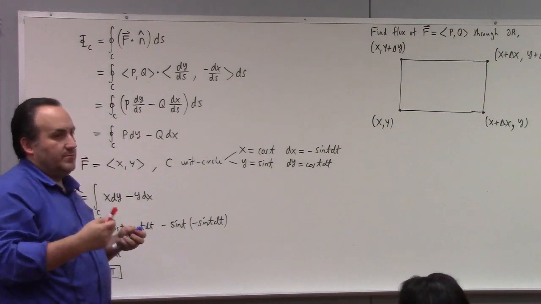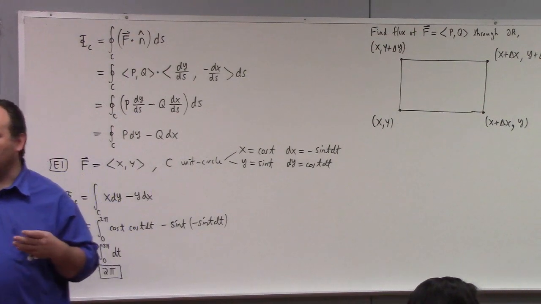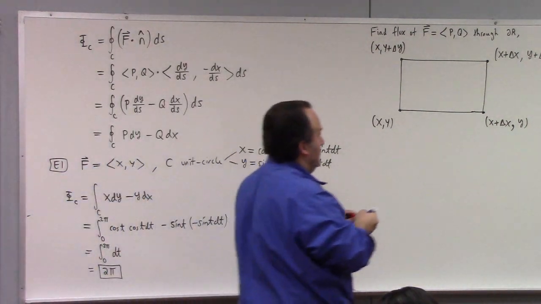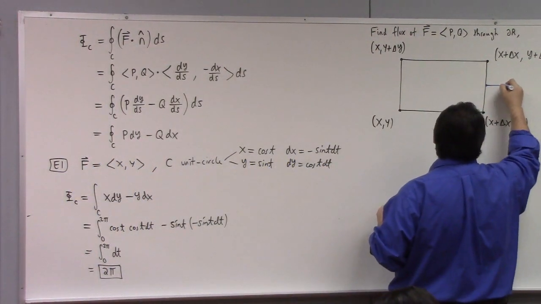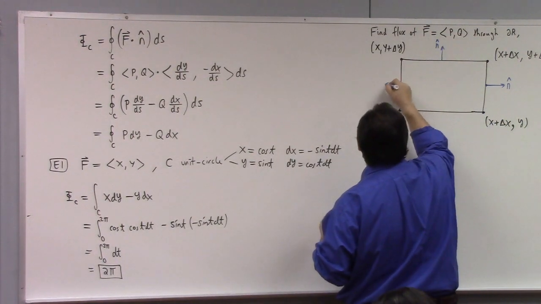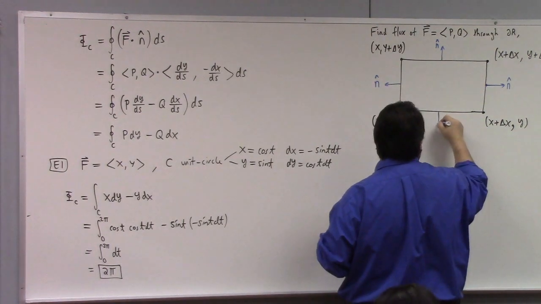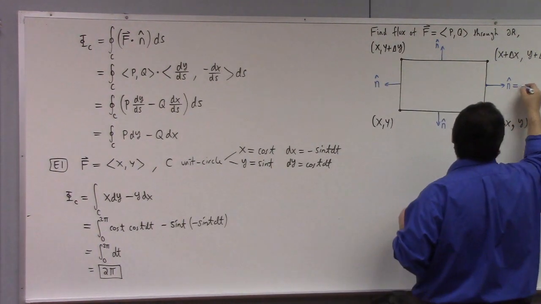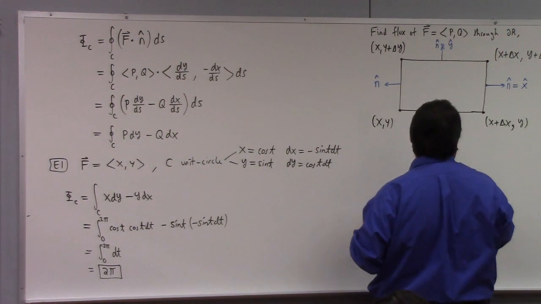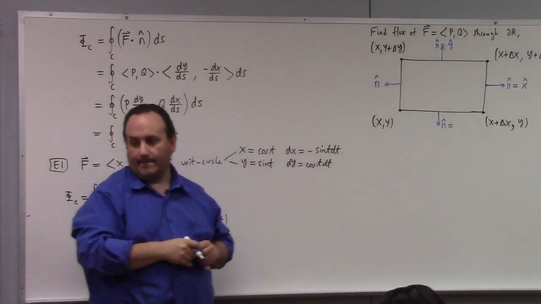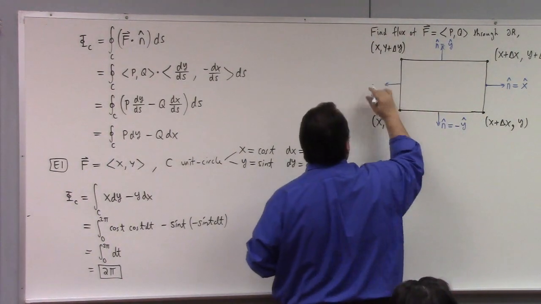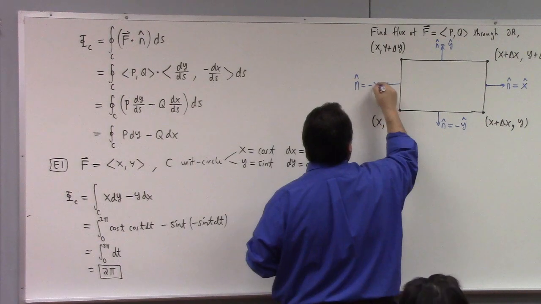So the flux depends on the unit normal, right? What's the unit normal to the rectangle's sides? It's different on different ones, right? So like here's n hat, here is n hat, and down here is n hat. So you tell me, I'll start us out. That's x hat. And this one is y hat. How about this one? Negative y hat. And over here, minus x hat, right?